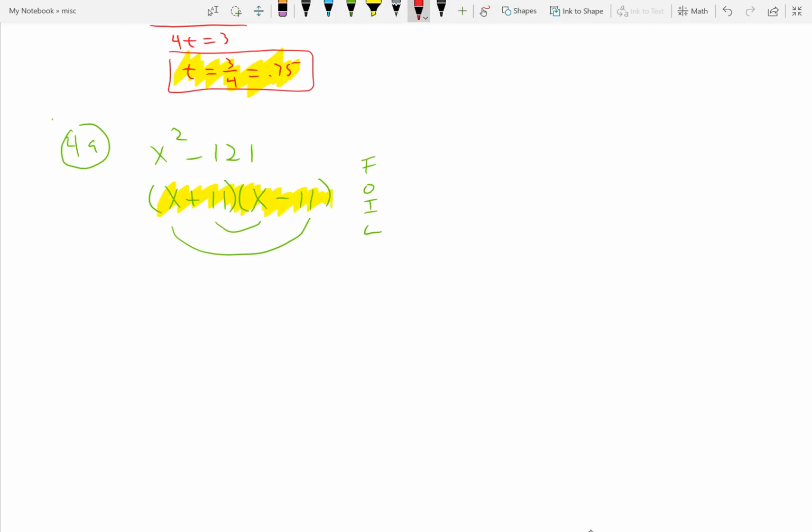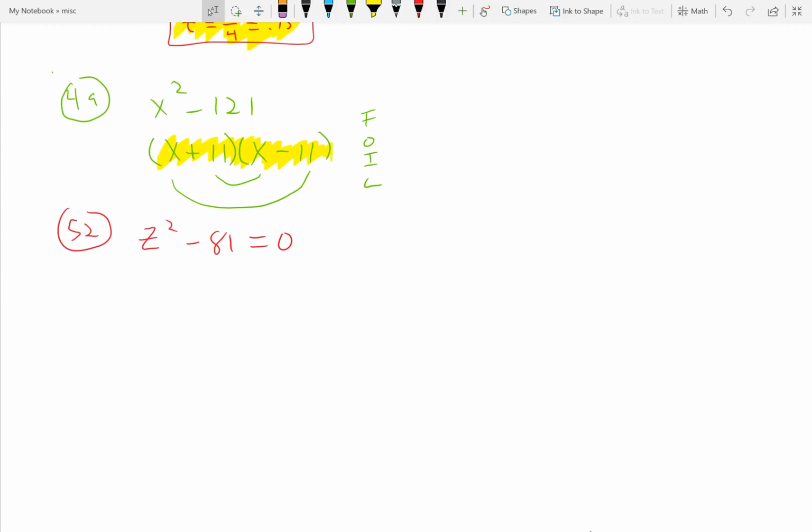All right, 52. Solve this equation, z squared minus 81. First of all, we could solve this like the previous one where we solved by factoring, but this one we can also solve directly. Since there's no linear term here, we can add 81 to both sides. We get z squared is equal to 81, and we can take the square root of both sides. This gives us z is equal to both positive and negative 9.